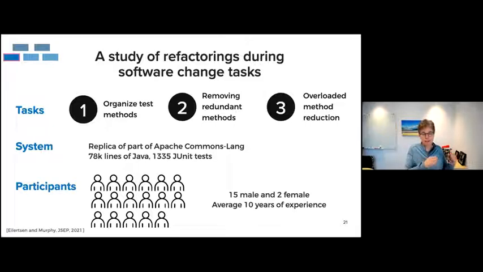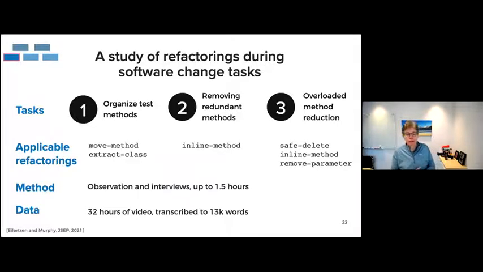One task had to do about organizing test methods, one had to do about removing redundant methods, and one had to do about removing some overloaded method functionality. So it was known that a refactoring had been applied in these tasks, but the tasks were not about refactoring per se. She then recruited 17 professional developers to participate in an experiment. They had an average of about 10 years of experience.